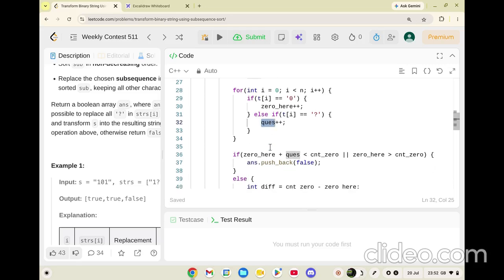So the first condition, the bad condition: if zero here plus question mark is less than count of zeros, or the zero here is definitely greater than count of zeros, either condition holds the same thing. So we will say answer dot push_back false. This condition might be clear to you why we are doing so.